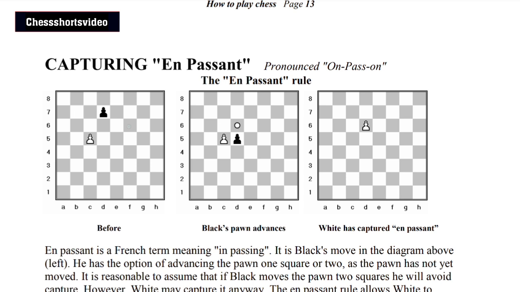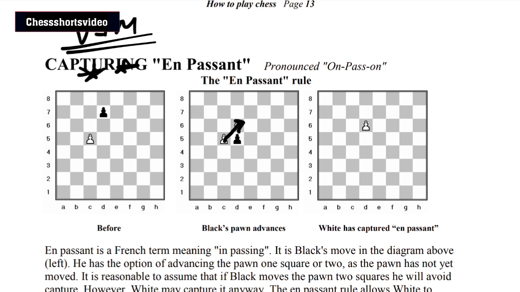Suppose your pawn is in position c5 and your opponent's pawn is at c7. Your opponent moves 2 steps ahead in this way, so you can capture it by just moving diagonally. This is called the en passant rule. This is a very important rule, very important. Why very important?